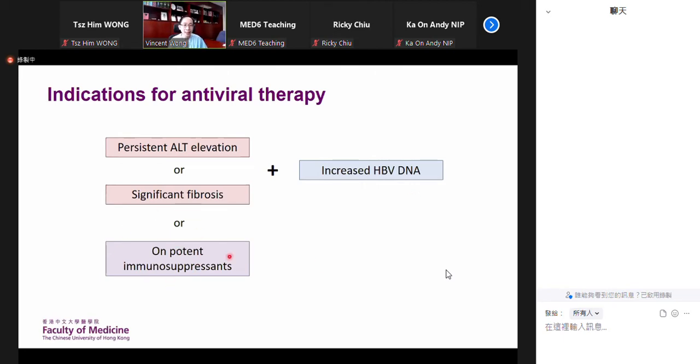There is another indication for antiviral therapy, slightly different. This is for prophylaxis. It is when the patient requires potent immunosuppressants or cancer chemotherapy. In those cases, even if the virus is not active now, you're worried about HBV reactivation, and therefore you have to provide the patient with antiviral prophylaxis.